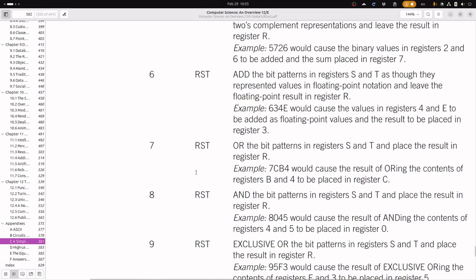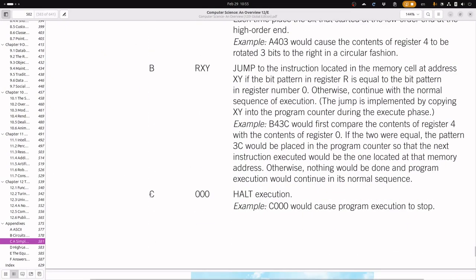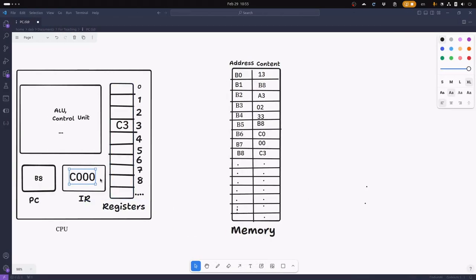If we go here, we will see that C000 means halt execution, or this will cause our program to stop. So after running this command, our program will get stopped. Okay, so our program got stopped. Then done, we have nothing to do. So this is how this whole thing works.